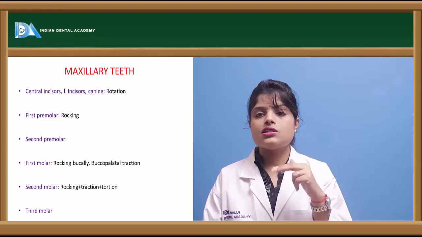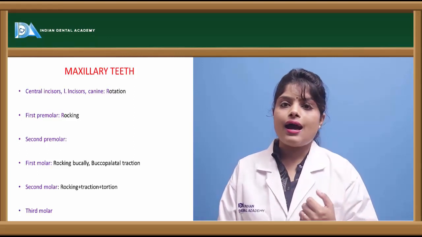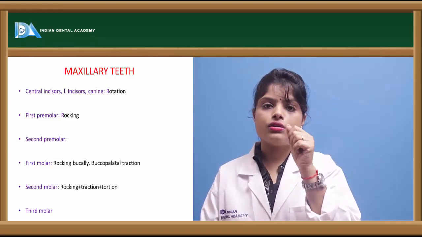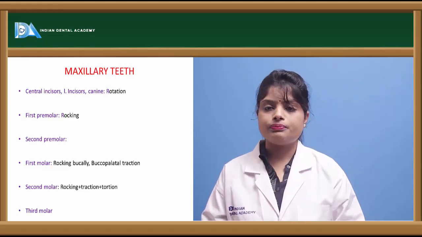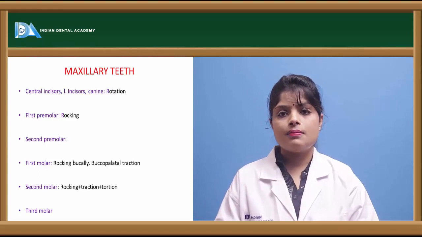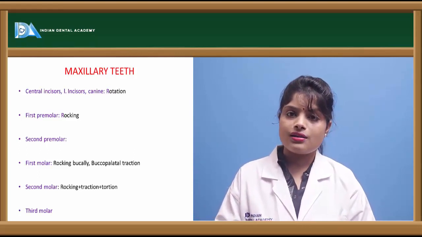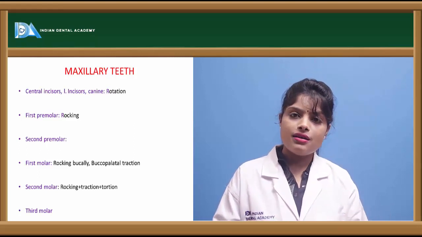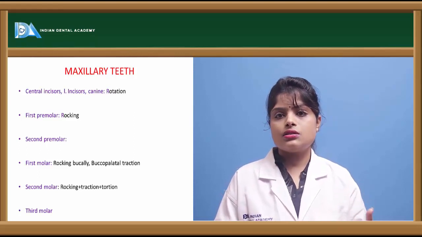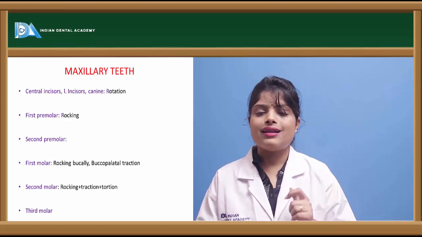Then there is the canine, which has a longer root, so it requires a larger force to be removed, and by maintaining apical pressure and rotating motion we can extract the canine. And then come the premolars, which are absent in the primary dentition, but in the mixed dentition they are there. For orthodontic reasons they need to be extracted. The maxillary first premolars have two roots. So basically in this premolar we require buccopalatal motion.